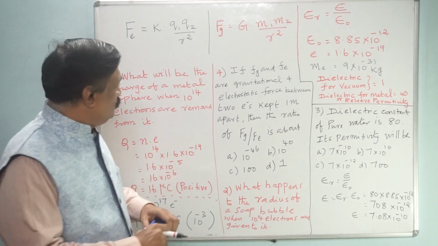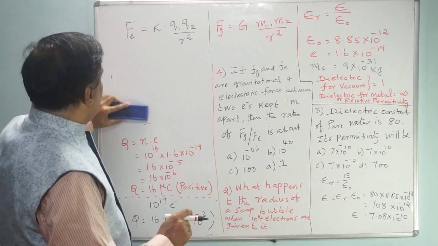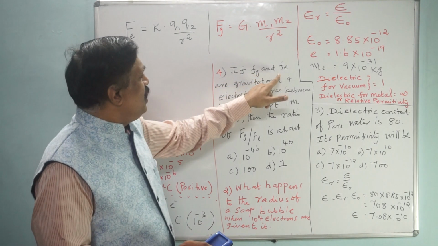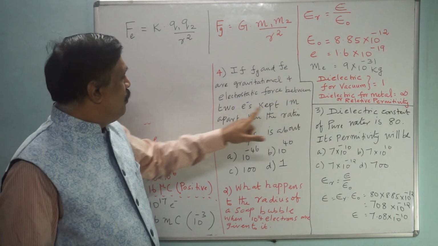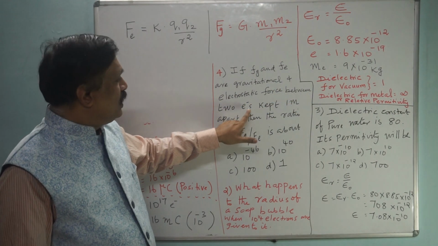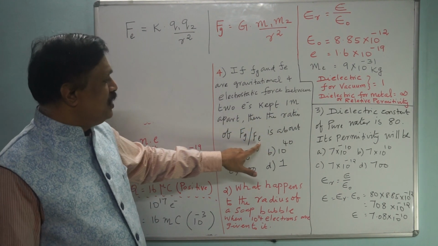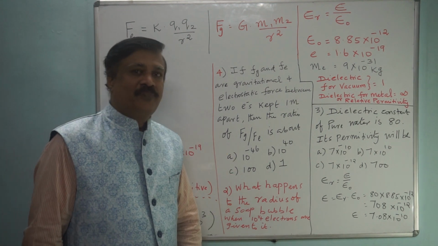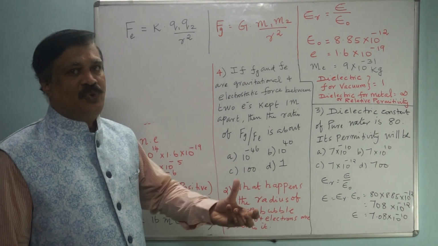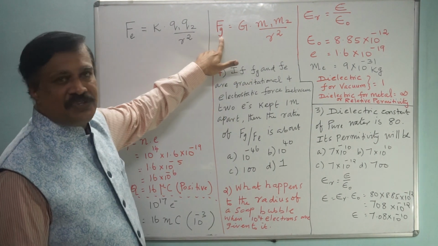Okay. Now the next one, if Fg and Fe are gravitational and electrostatic force between two electrons kept 1 meter apart, then the ratio of Fg and Fe is about. Okay, they are not asking the exact value. They are asking approximately the ratio. What will be the ratio value? Okay, Fg means here Fg I have given.